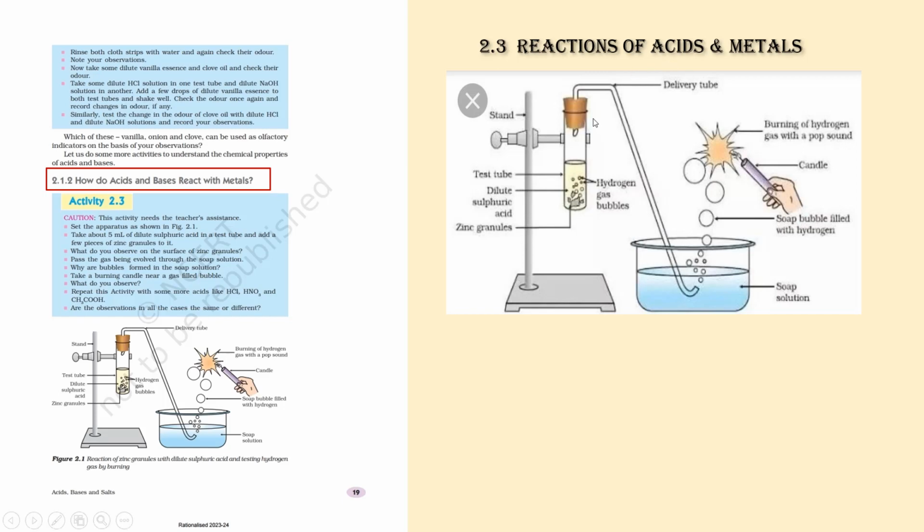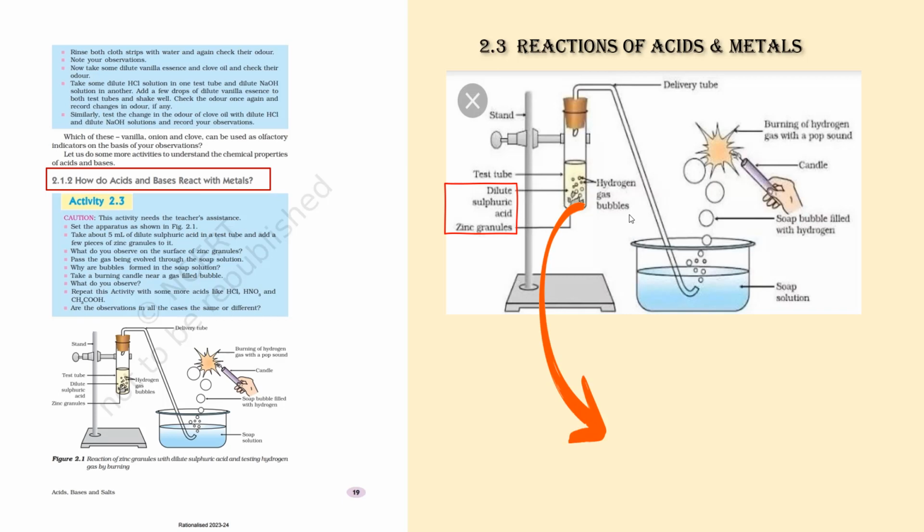You can see here there is a test tube, and this test tube has been sealed with a cork which contains one opening through which a bent delivery tube has been attached. The bent delivery tube is connected to a beaker which contains soapy solution. Now, let's look at the reactants. You have dilute sulfuric acid and zinc granules, that is, small particles of zinc.